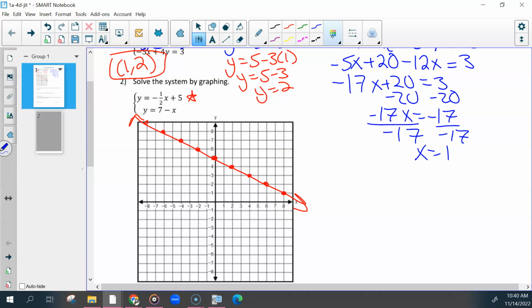With the second equation, be careful because they wrote it in the wrong order. If you want to rewrite it, you could. But your y-intercept is at positive 7. Your slope is negative. So up 1, left 1, down 1, right 1, fill up your graph.